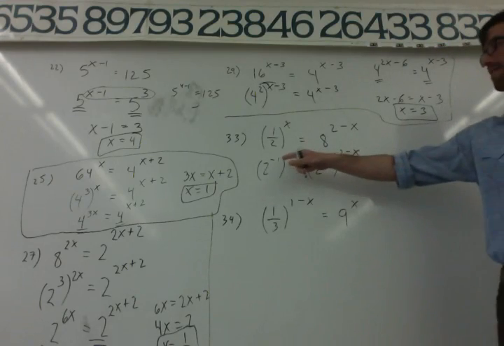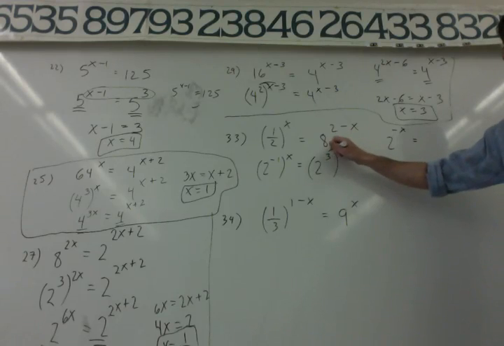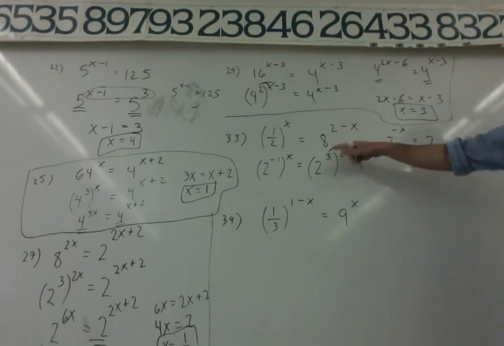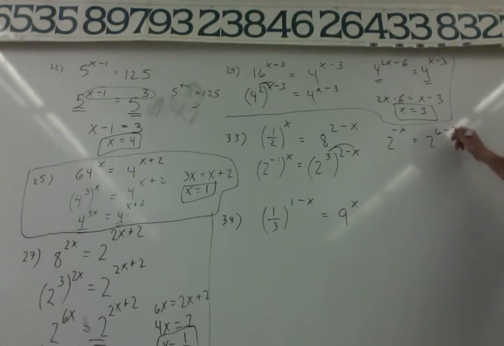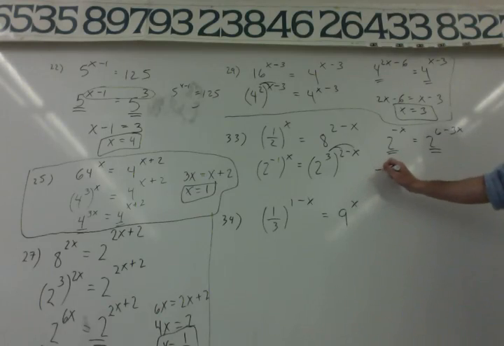And now, again, we multiply the exponents. Negative 1 times x. So we get 2 to the negative x. And then we have to distribute the 3. So we get 2 to the 6 minus 3x. And now, because we have the same base on both sides, yet again, you set the exponents equal. Negative x equals 6 minus 3x. All right. Now we add the 3x over, so we get negative x plus 3x is 2x, and then we'll be dividing by 2. 6 divided by 2 is 3. So we get x equals 3.